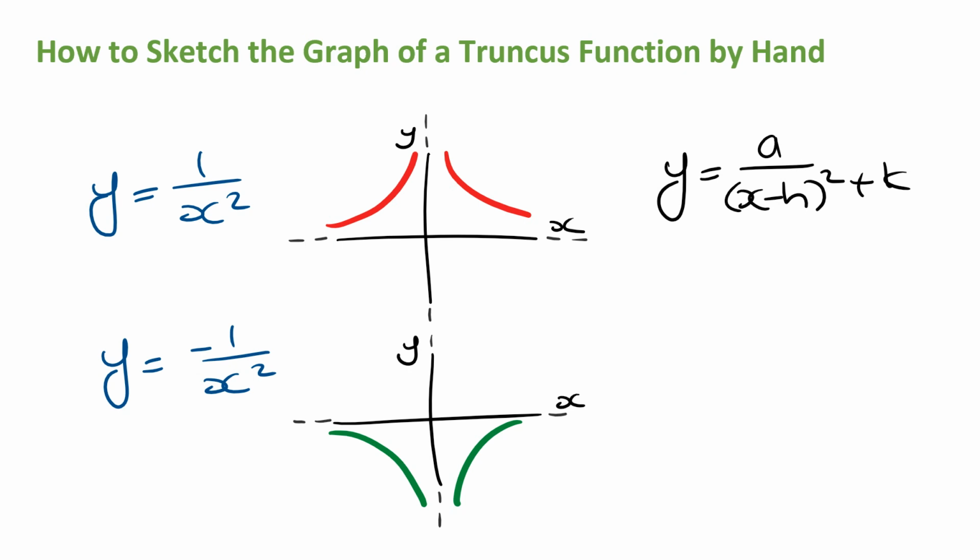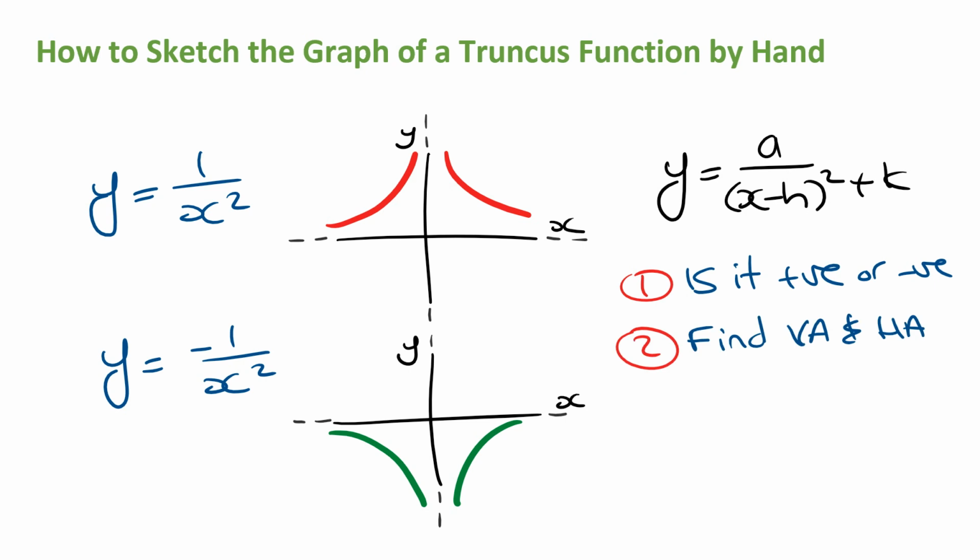It's identical to the steps of sketching a hyperbola graph. The first step is to determine whether it's going to be a positive or a negative Truncus, and we do this by checking whether there's a negative sign in front of the fraction part of the rule or not. The second step is to work out the equation of the vertical asymptote and the horizontal asymptote, which I'll show you how in the examples.